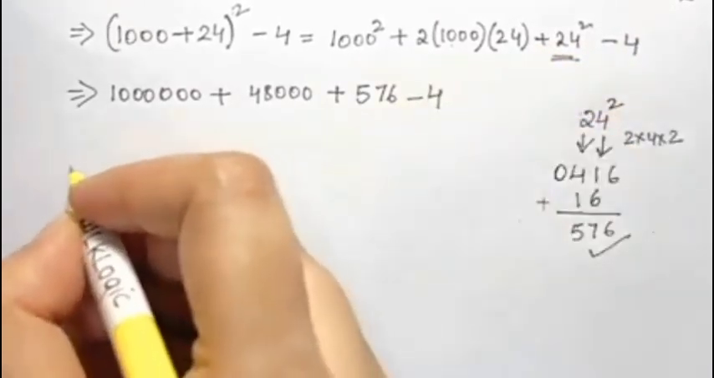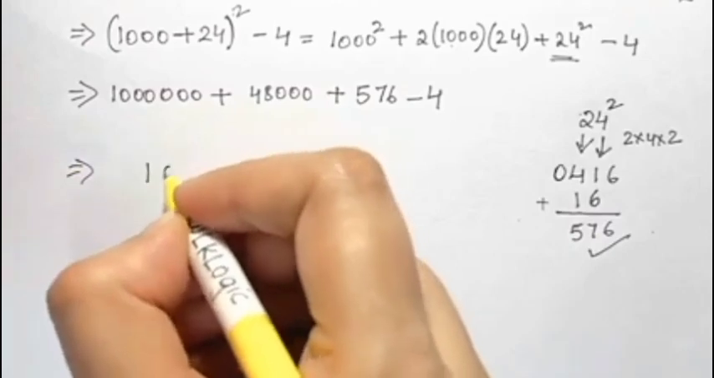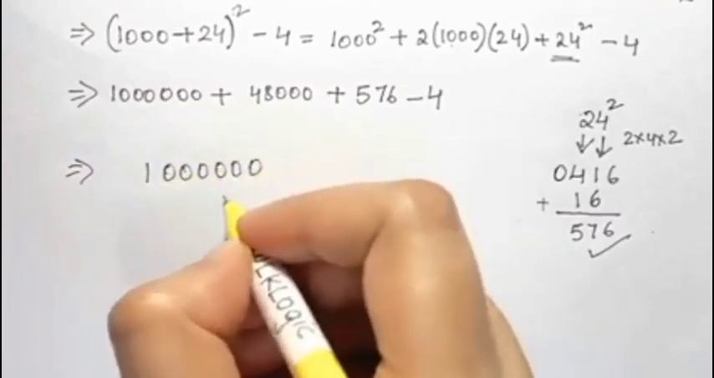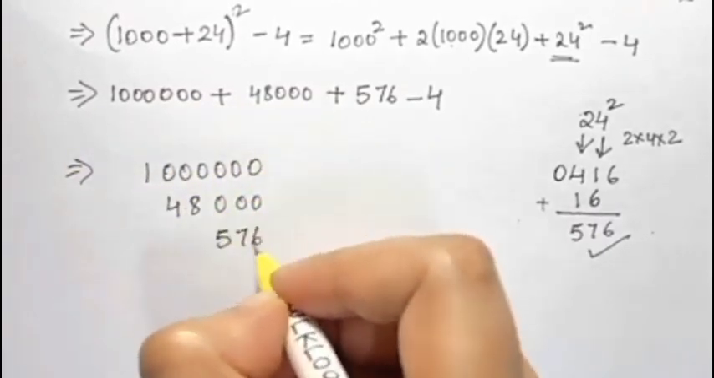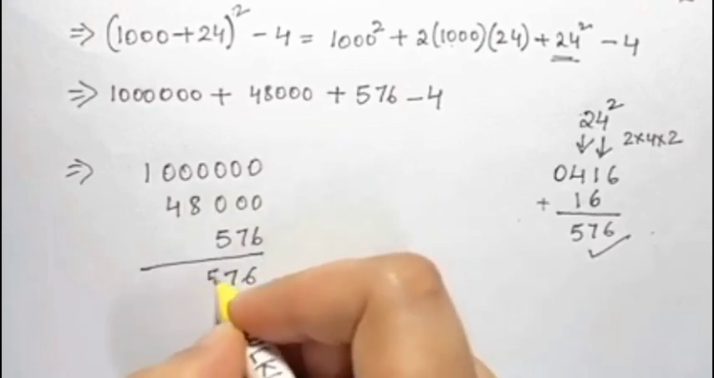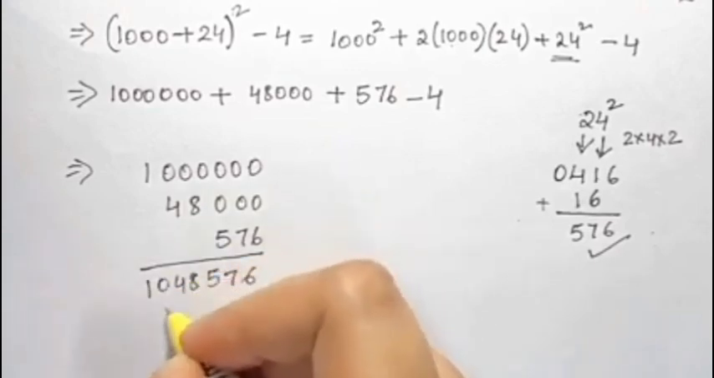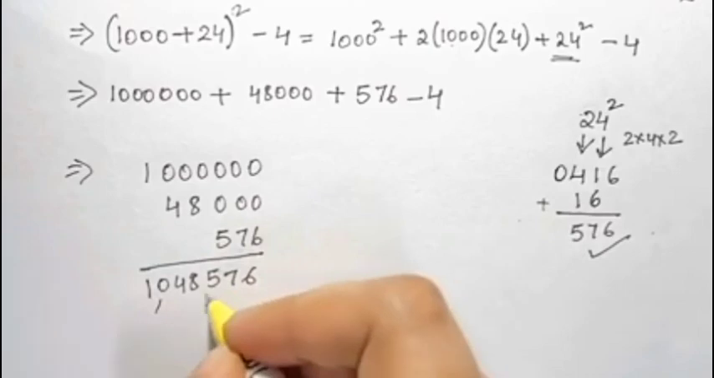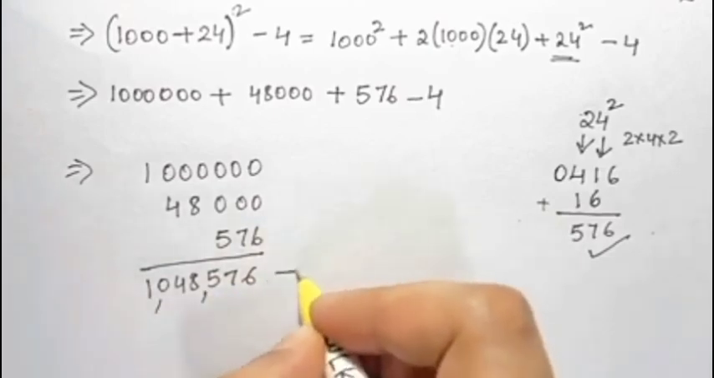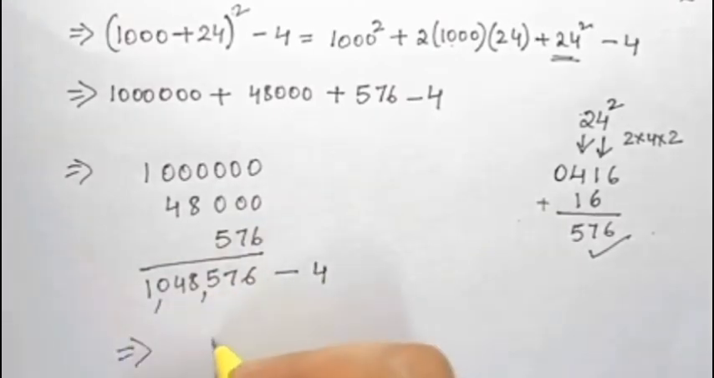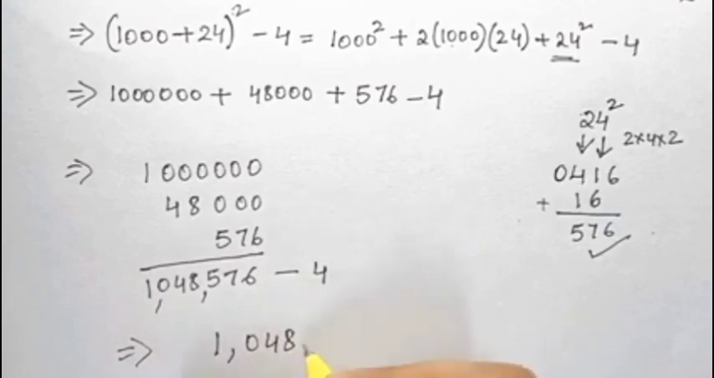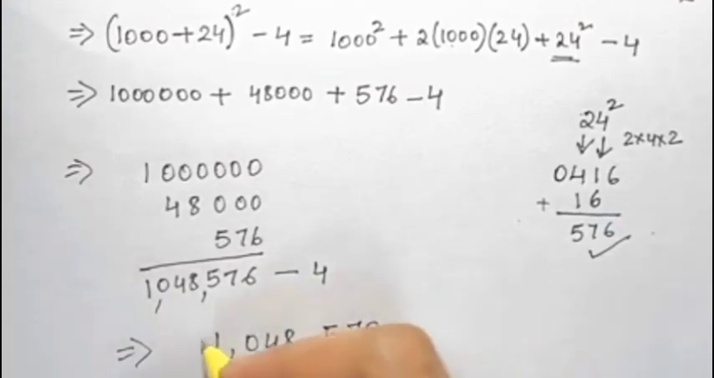Now let's just add them up all together. So we have 1 million plus 48,000 plus 576. That adds up and gives 1,048,576. But you have to subtract 4. So the final answer is 1,048,572. That's your answer.